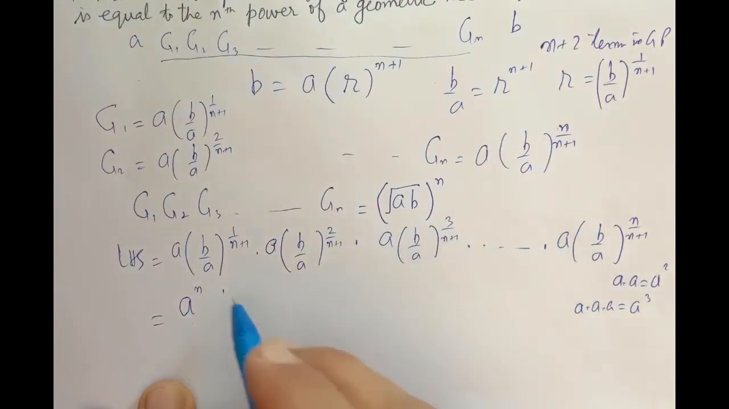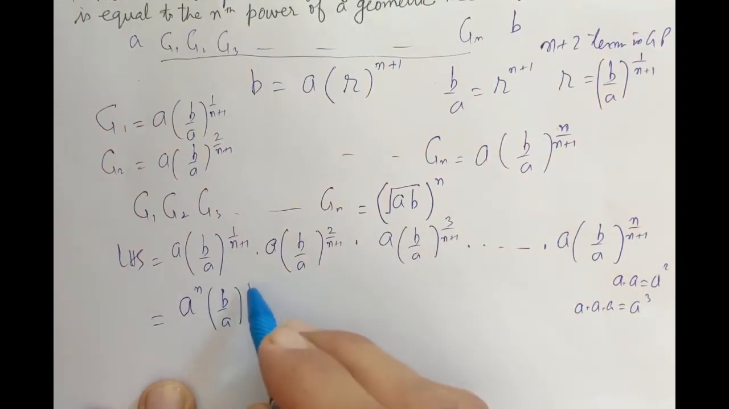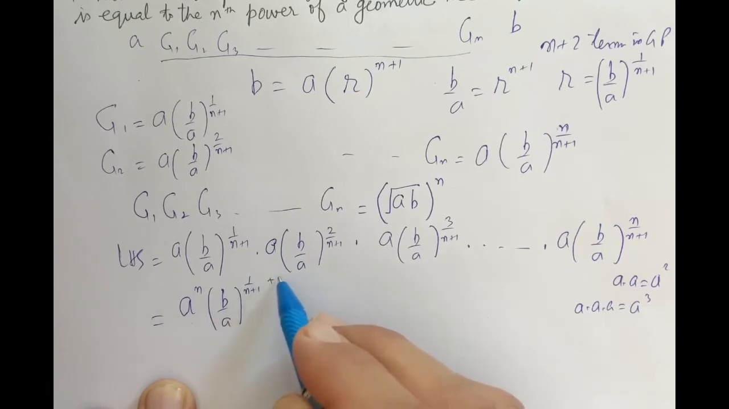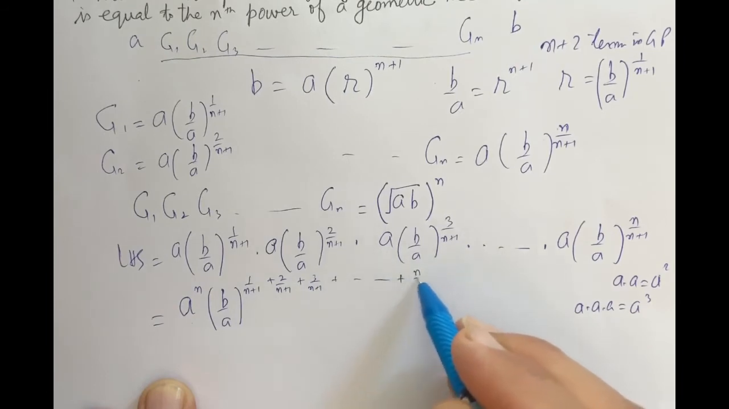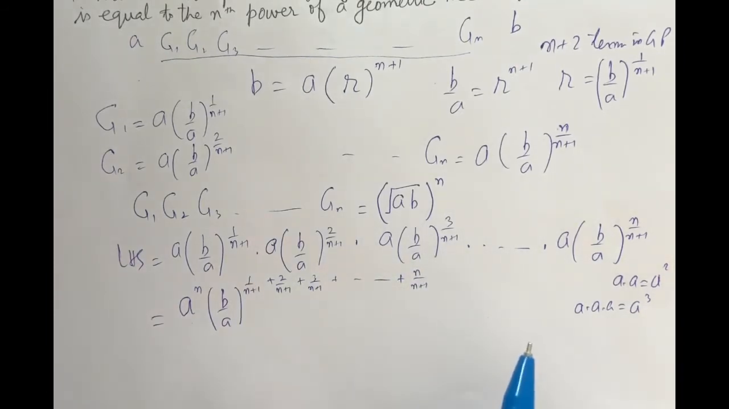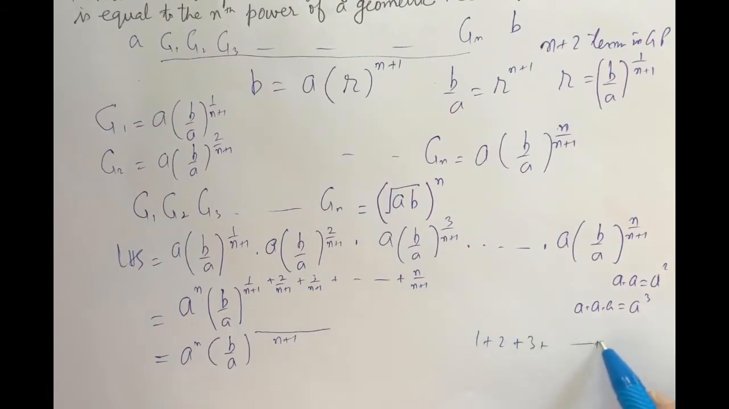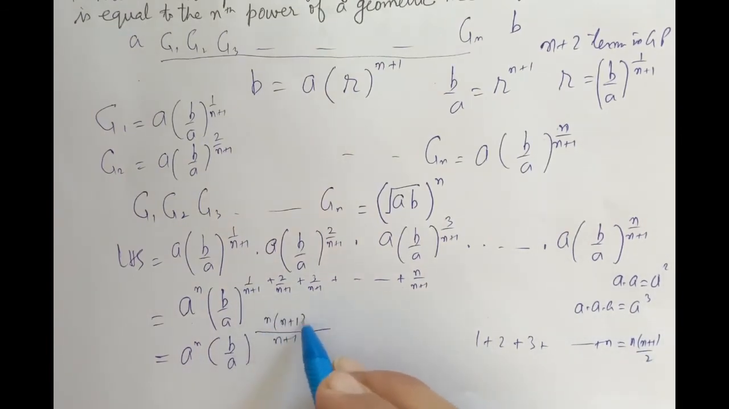Now b by a's base is the same, exponents will get added up. It's 1 by n plus 1 plus 2 by n plus 1 plus 3 by n plus 1 and so on up to n by n plus 1. Let's find out the sum of exponents. This is a raised per n, this is b by a. Now LCM n plus 1. What is 1 plus 2 plus 3 up to n? 1 plus 2 plus 3 up to n is the sum of first n natural numbers, and it's n into n plus 1 by 2. So this is n into n plus 1 by 2. n plus 1 will cancel out.